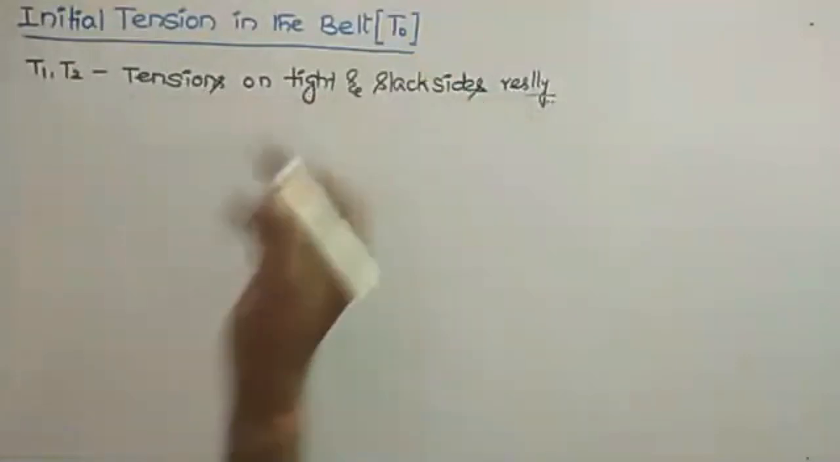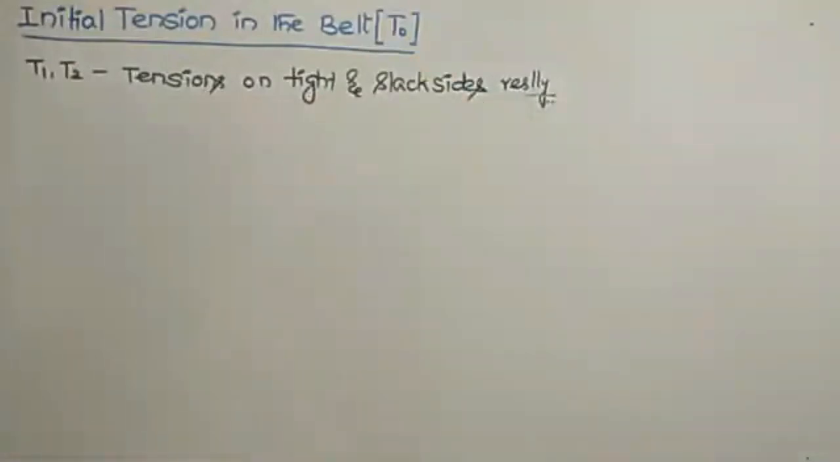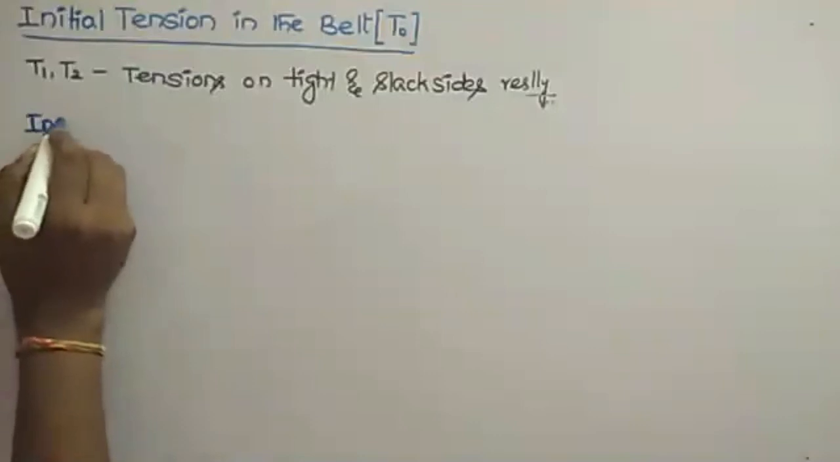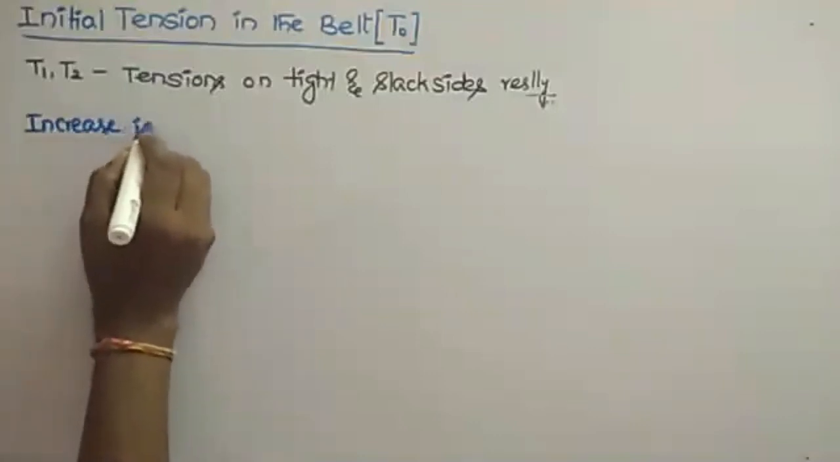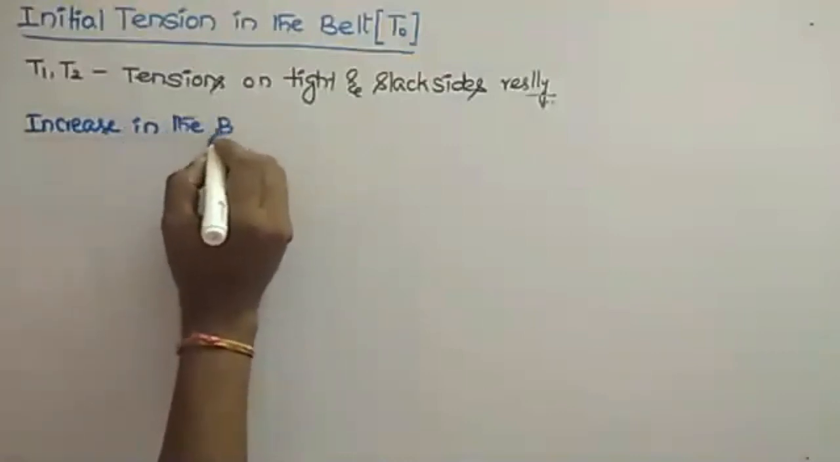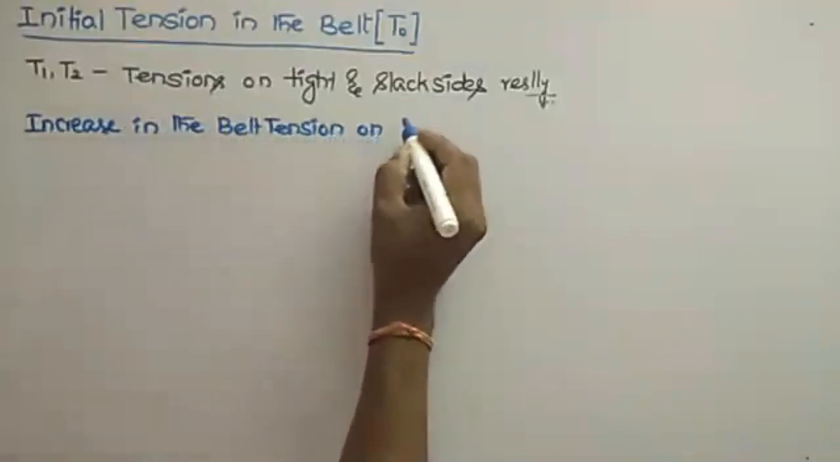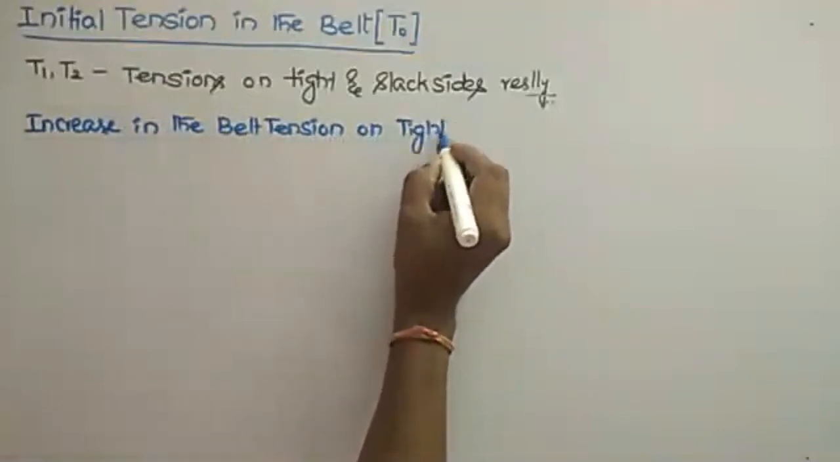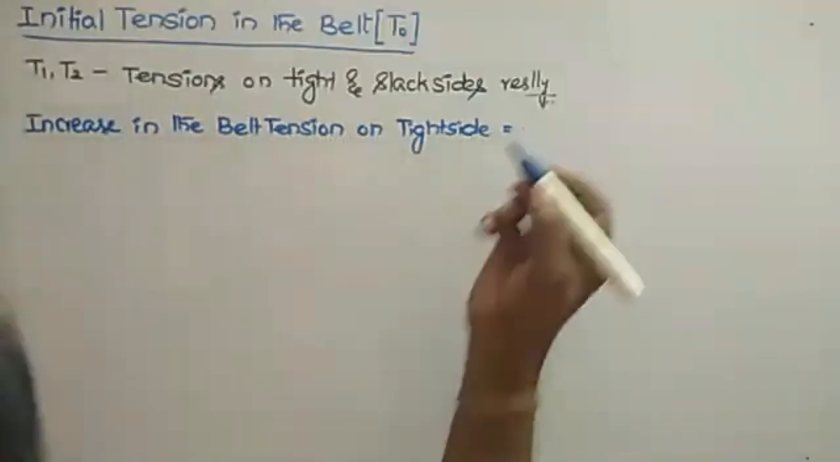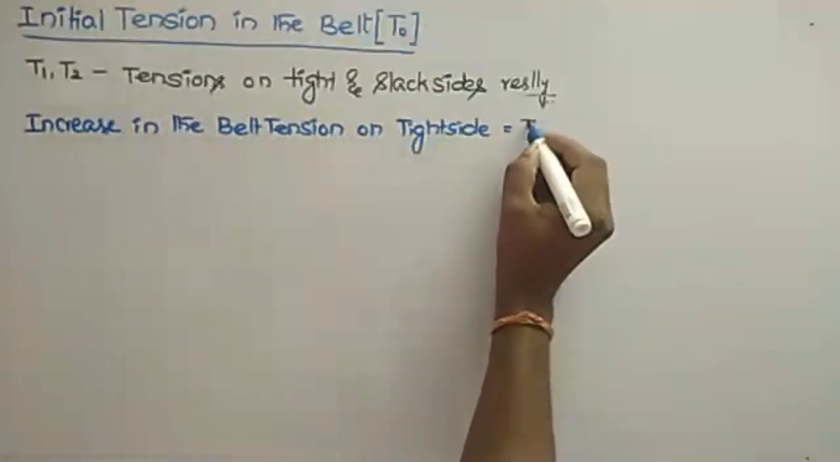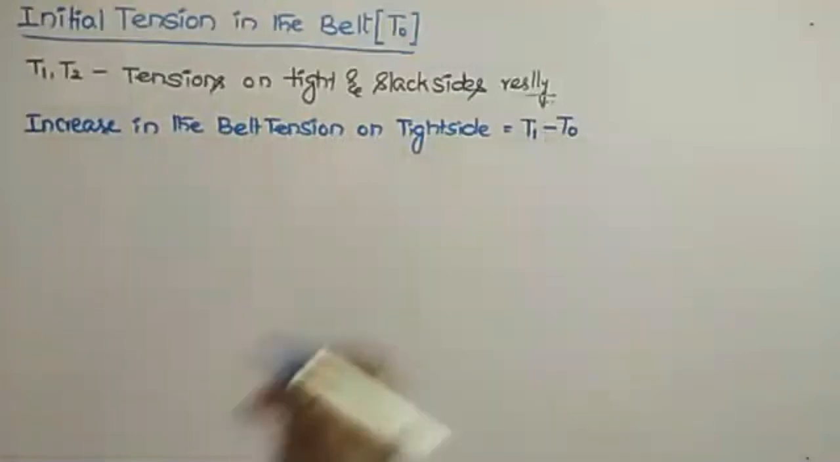Anyway, T naught is the tension initially in the belt, so that is called initial tension. Then the increase in the belt tension on tight side is equal to, what is the initial tension value here? T naught, right? And finally it is increased to T1. What is the increase in the tension? Final value minus initial value, T1 minus T naught.